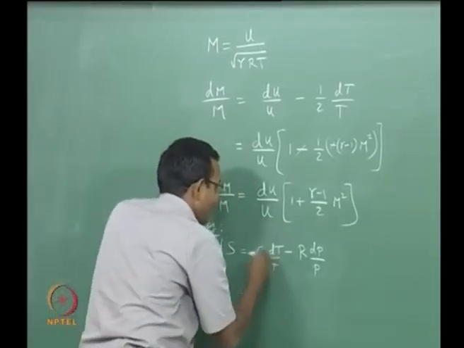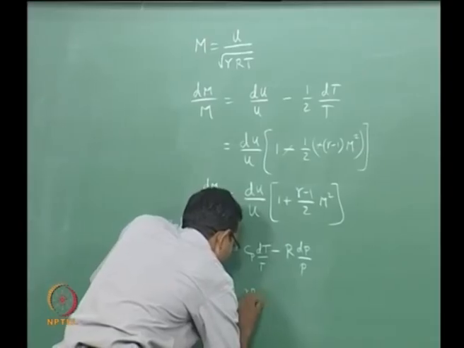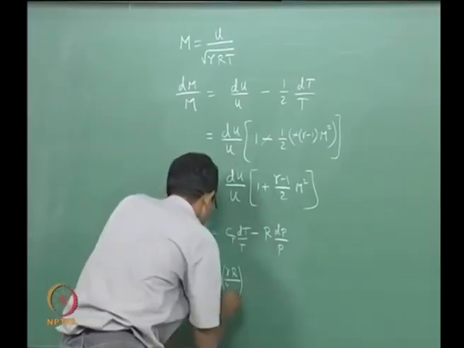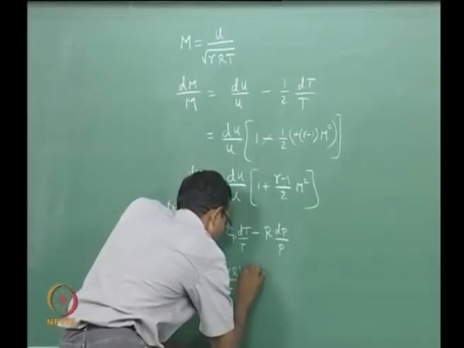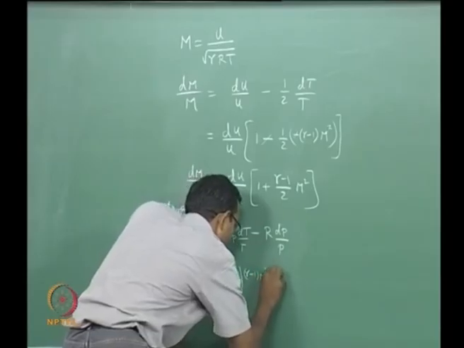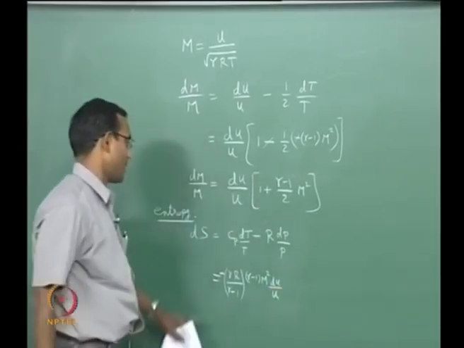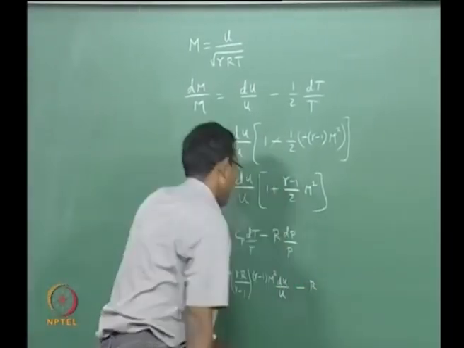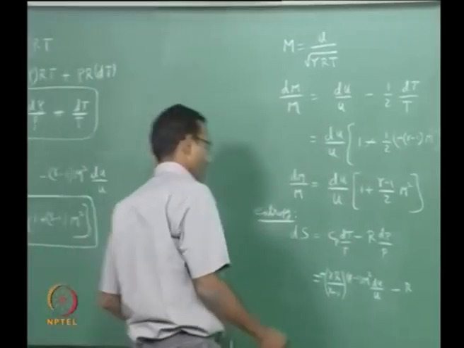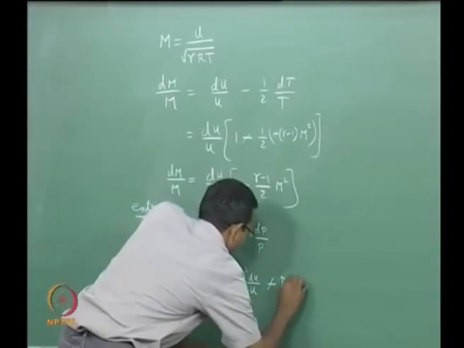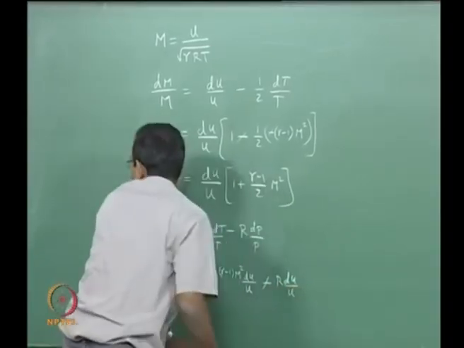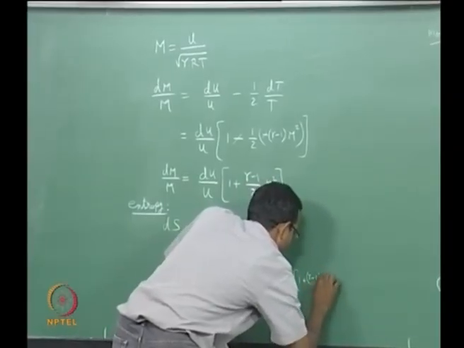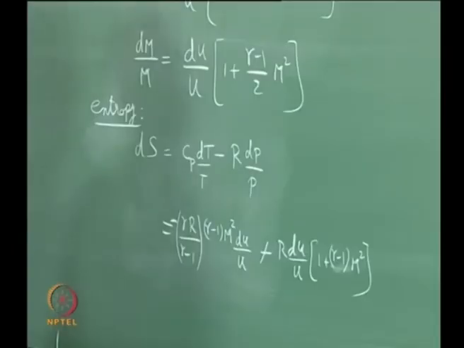So Cp in terms of r I will expand as gamma r by gamma minus 1, times dt by t in terms of du by u, which will be minus gamma minus 1 m square du by u. I put a minus in front of this bracket now, and I have a minus r dp by p. dp by p we already have an expression, there is a minus there, so I will make it plus du by u times 1 plus gamma minus 1 times m square. This is the expression I get from here.